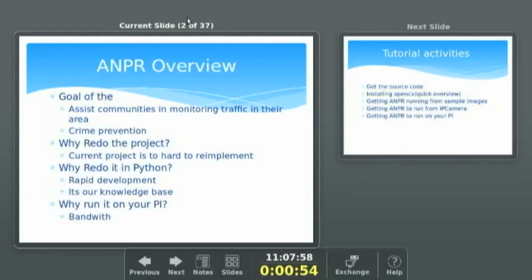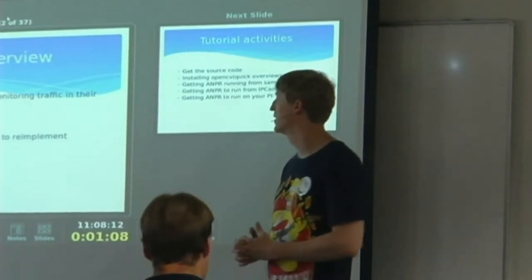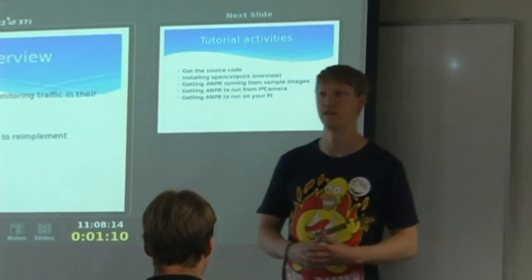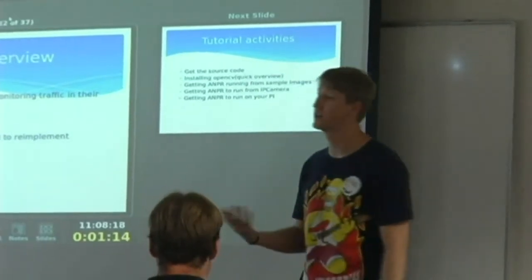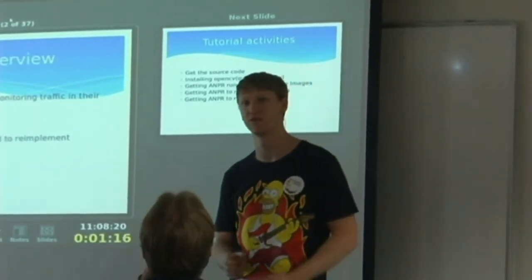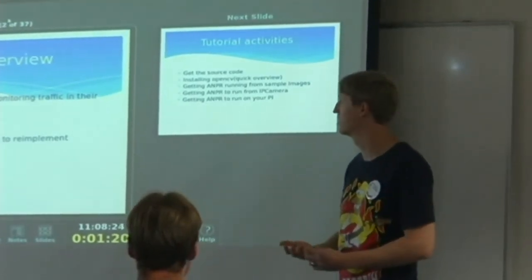Okay, so what I'm going to show you guys is a tutorial about the ANPR. It's an automatic number plate recognition system, which was actually coded by Quibus here for communities. The idea behind it was basically to assist communities in monitoring the traffic that comes in and out of their community areas, to assist them with criminal activity and stuff like that.